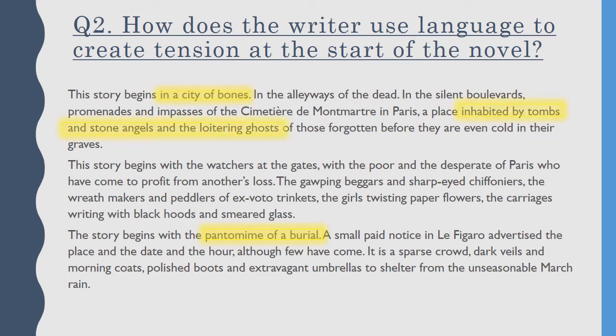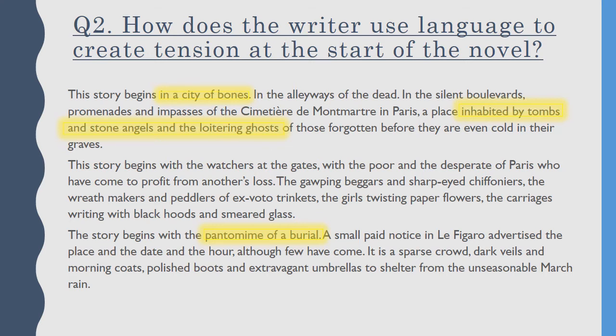I've also highlighted "a place inhabited by tombs and stone angels and the loitering ghost". And there's quite a lot going on in this phrase. We've got the rule of 3, which emphasises the theme of death that's being created. And there's also a semantic field. We've got ghosts, angels, tombs, which again link to the theme of death, that someone's passing. Perhaps there's a religious element to this text too.